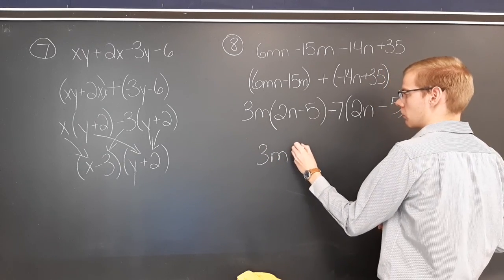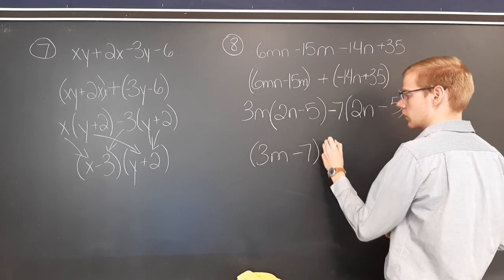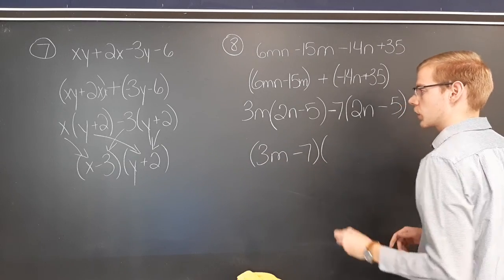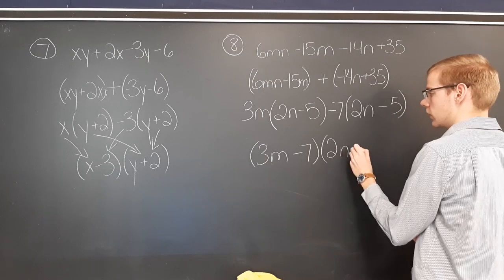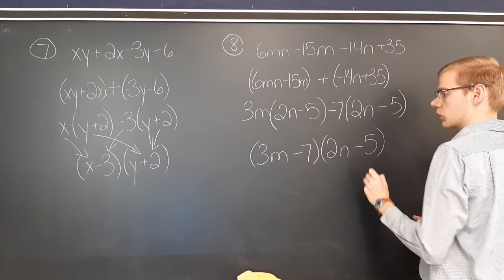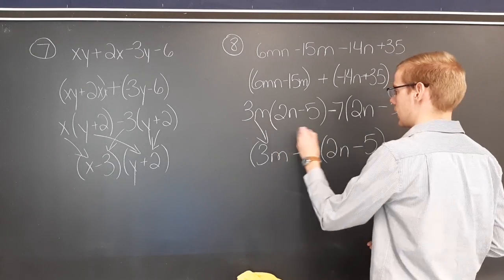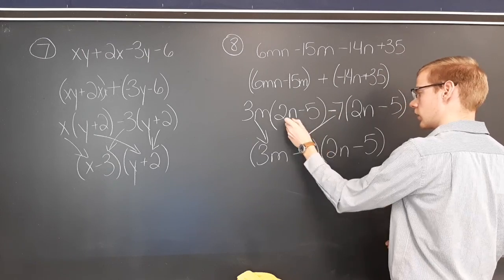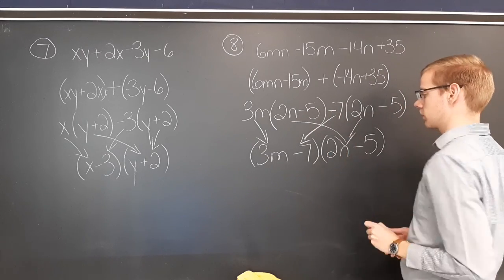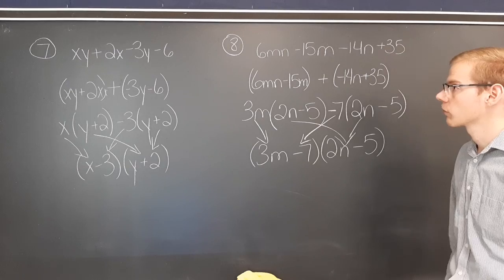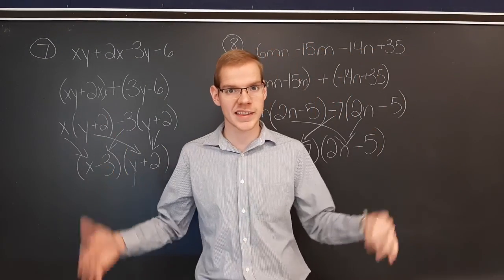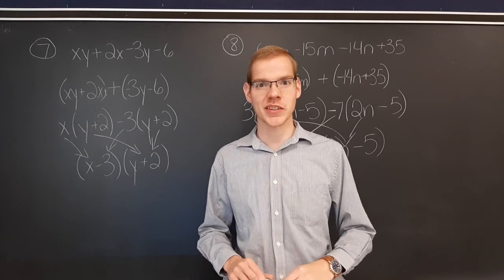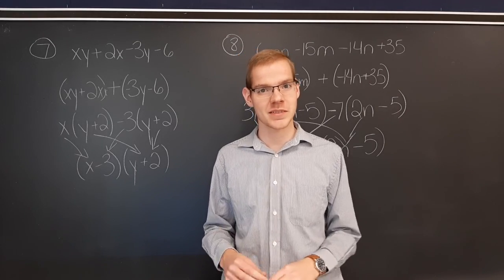3m minus 7, and here we do not put a plus sign, and 2n minus 5. So get that from there, and these are the same. They go there. Go ahead and do the rest of them on your own. They all work like this, so it shouldn't be too difficult. And if you need help on the rest of the lesson, please let me know.